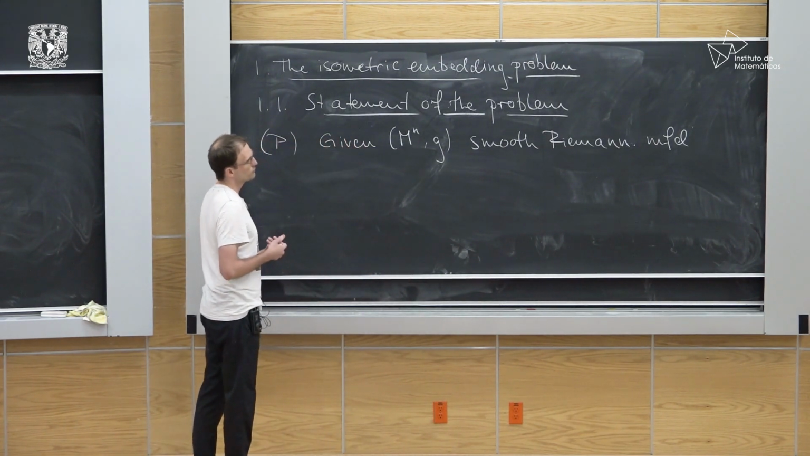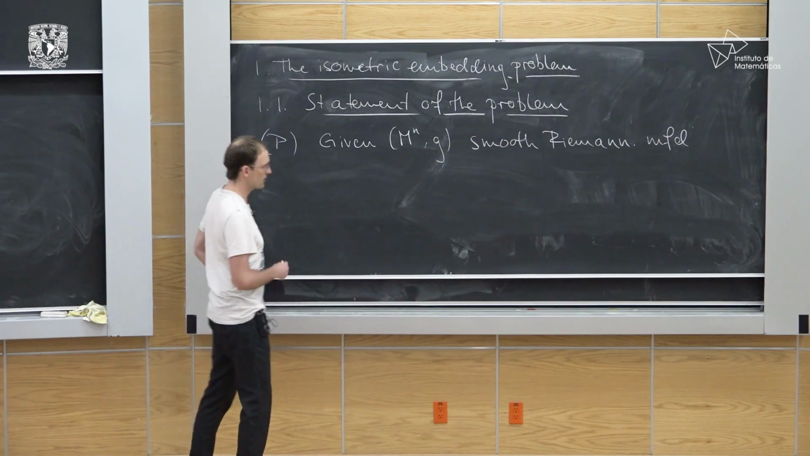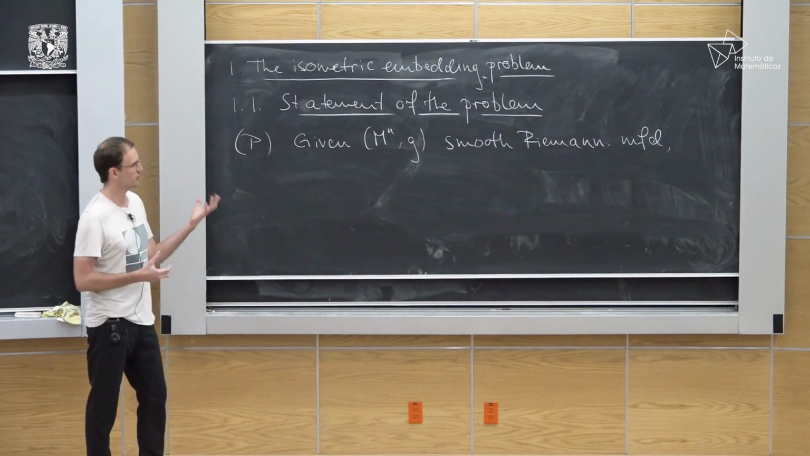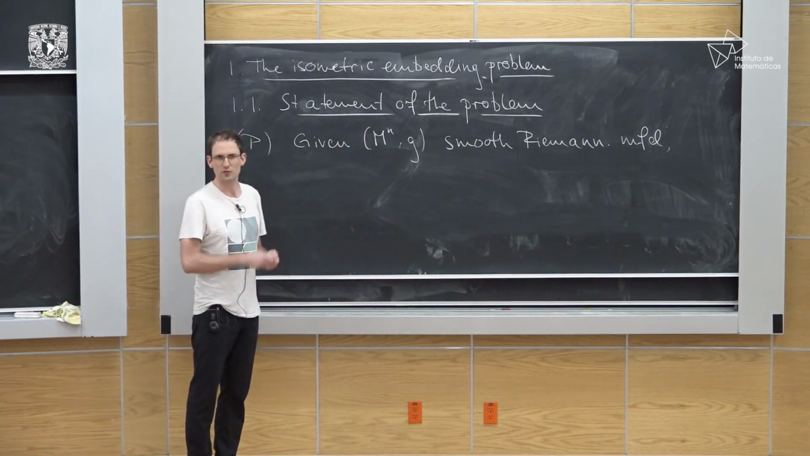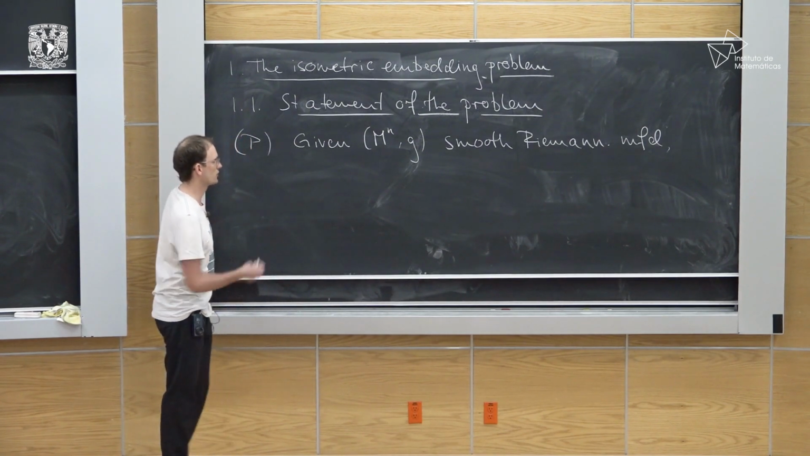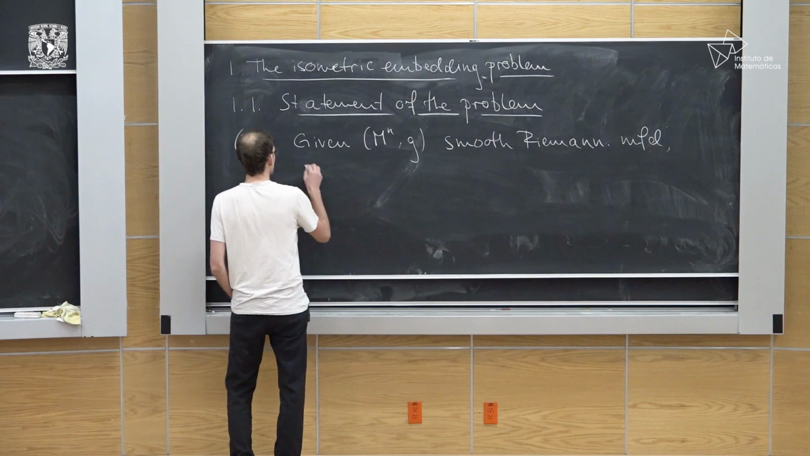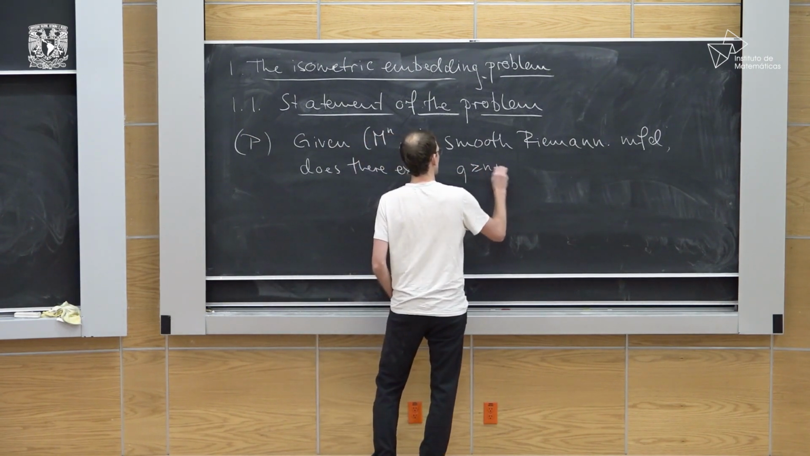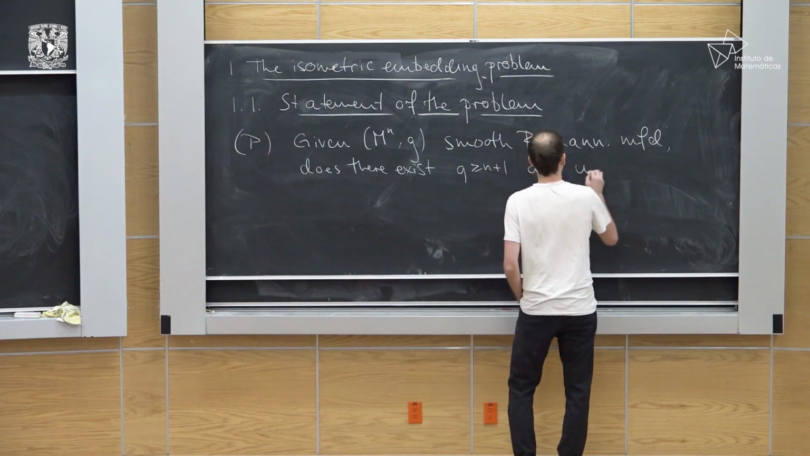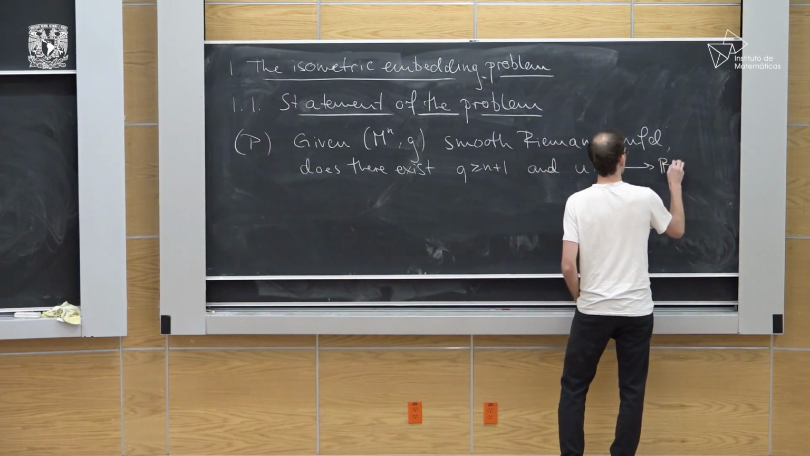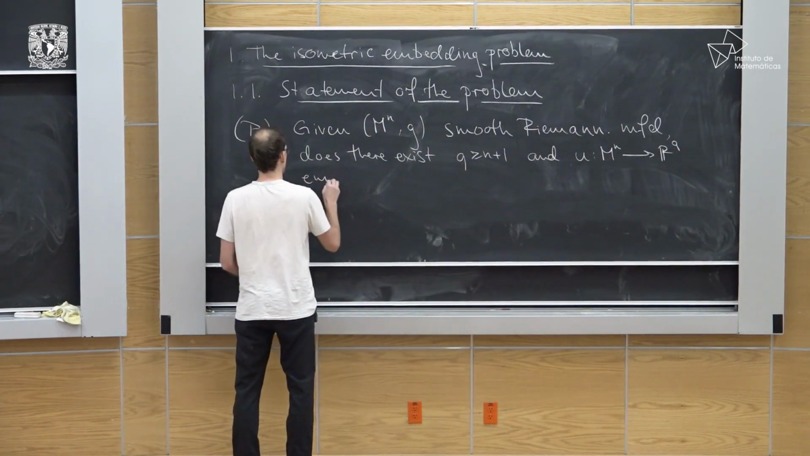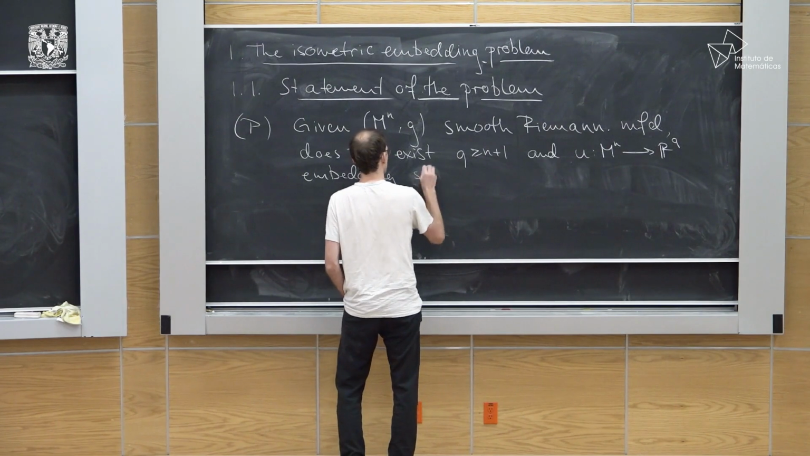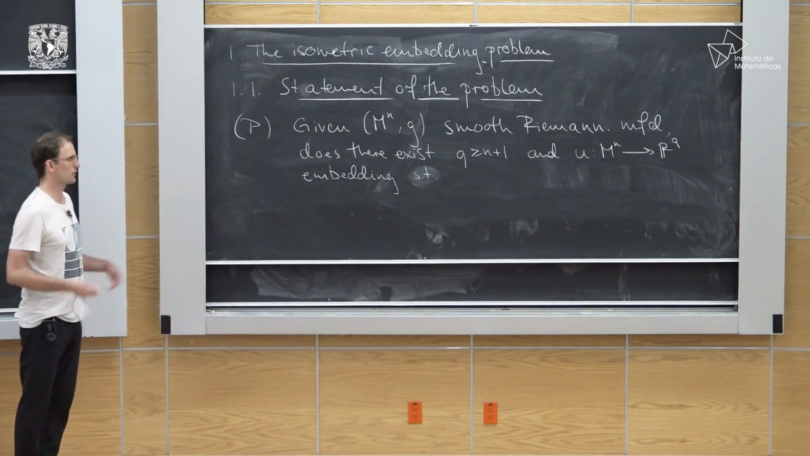This is an abstract object, and we want to find the realization of it as a submanifold of Euclidean space. And as Govind was saying, the dimension of this Euclidean space, where we want to find the realization of this abstract object, is kind of a parameter. So let me put it into the problem. Given this abstract Riemannian manifold, does there exist a dimension q and an embedding u from M into R^q, which preserves distances, or lengths rather.